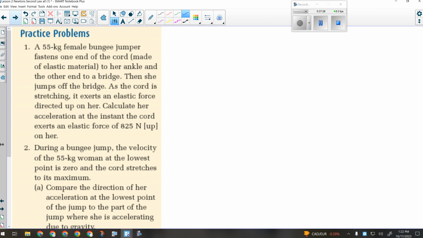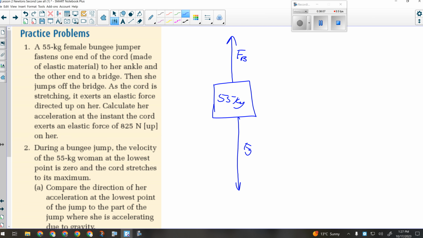Number 1 is an elevator question, not differential acceleration method. Try that one, because a bungee jumper is still an elevator. Because it's vertical. There's a force up, hopefully the bungee cord, and a force down, gravity. At the bungee jumper question, we have our free body diagram that we want to draw first off. 55 kilograms in the middle. Obviously there is a force of the bungee cord acting up, and a force of gravity acting down.